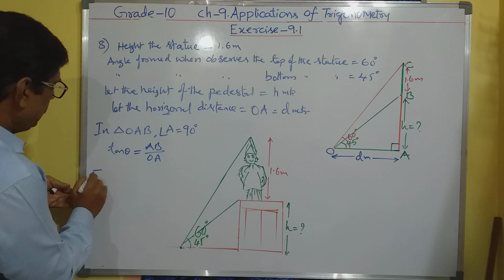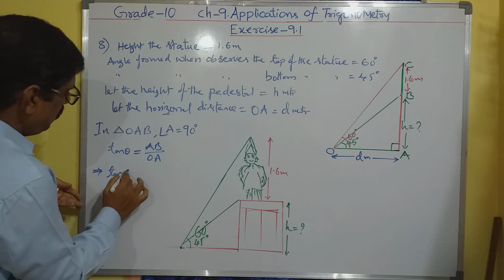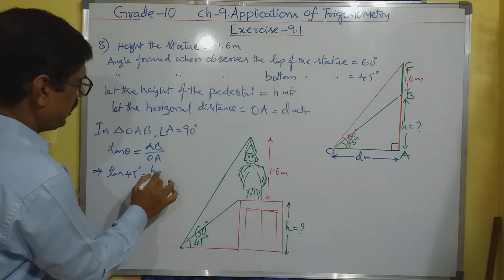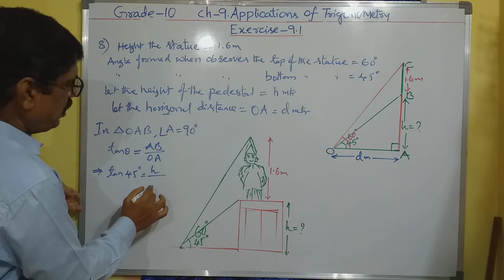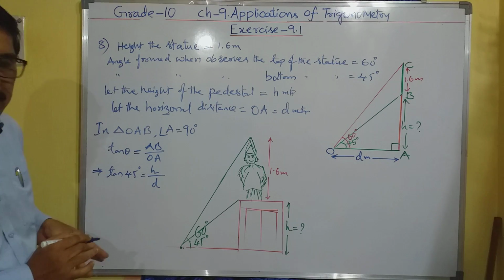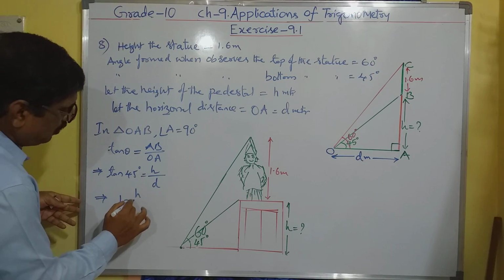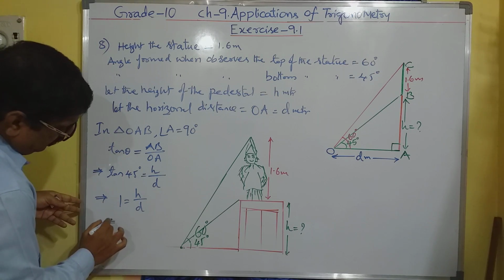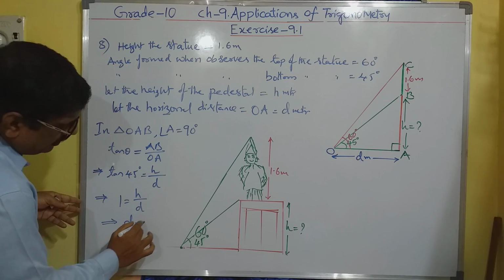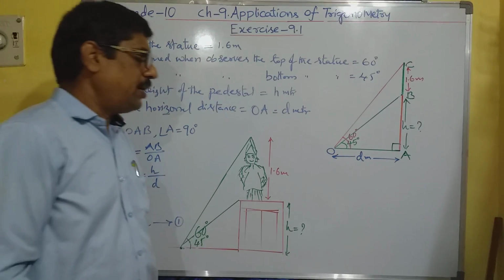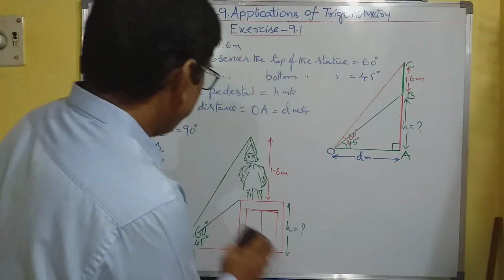Now, tan theta, tan 45 degrees is equal to AB by OA. The AB value is not given, h, and the OA value we don't know, that we have taken as d. So tan 45 is 1, is equal to h by d. This implies if you take d into LHS, we get d is equal to h. So let us take it as 1. That is the first equation.